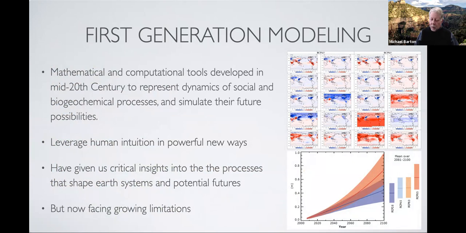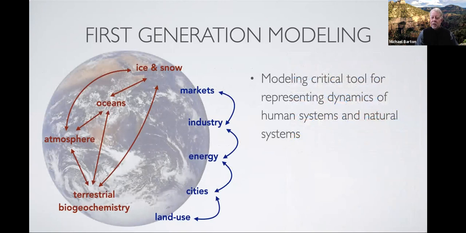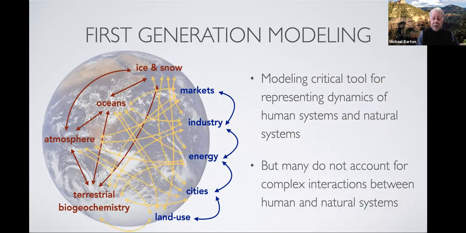And they have been important in giving us really critical insights, right, to not just the processes that affect the Earth system, but also how we interact with that and potential futures of the Earth system. This is something new. We've never had the ability to look ahead like we can now. But these modeling systems developed 50, 60 years ago initially and continuously improved on and built on are starting to face growing limitations. Many of the tools which are really important for understanding the dynamics of human systems and natural systems, right, operate independently of each other and do not account for the complex interactions between human systems and natural systems. You know, so they operate in different worlds.